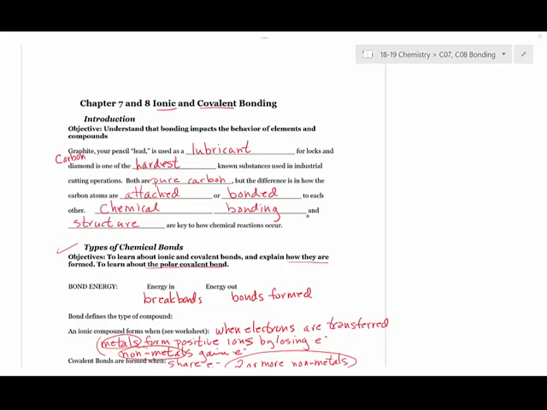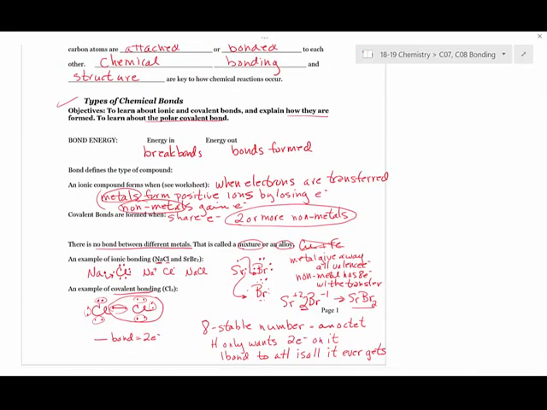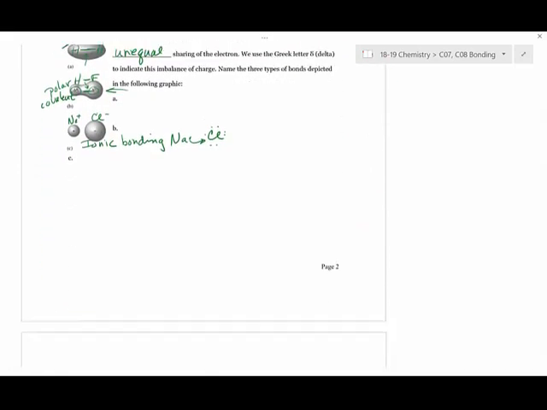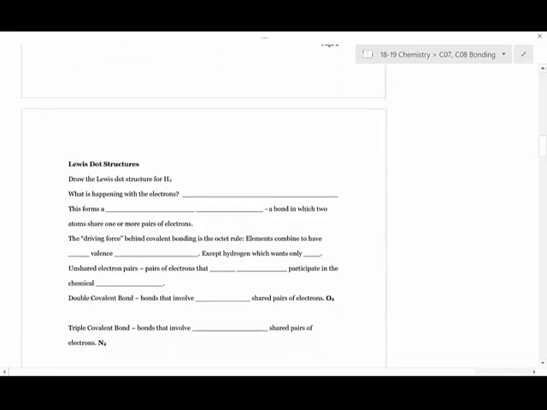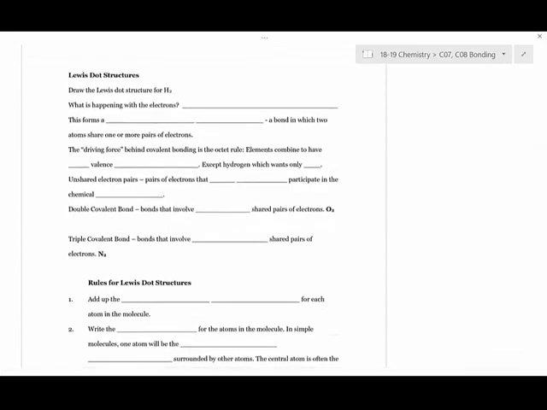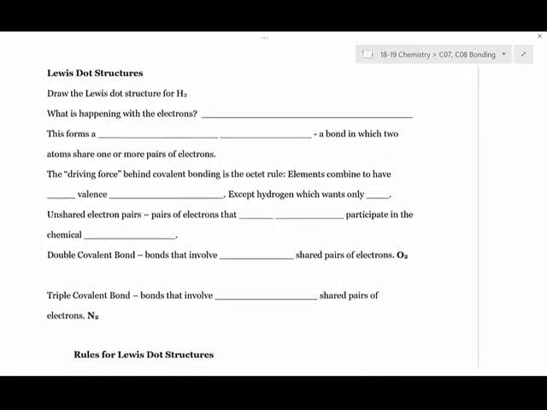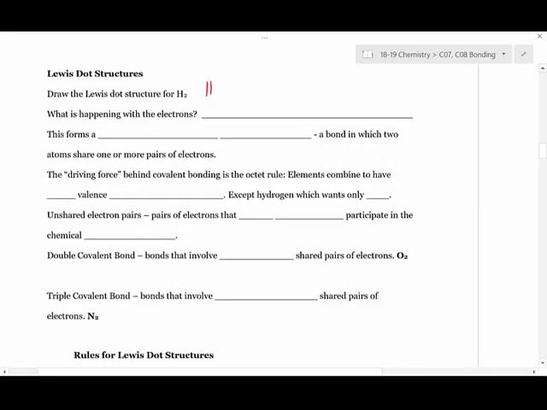Okay, now that we've understood a little bit about how ionic and covalent bonding works, we're going to dive into what is known as covalent bonding using Lewis dot structures. So we will introduce it, and then we will develop some rules for you to be able to draw these successfully yourself. Hydrogen has the Lewis dot structure that looks like that.